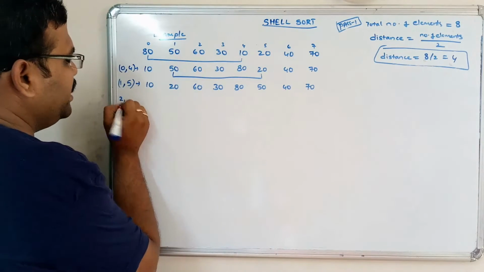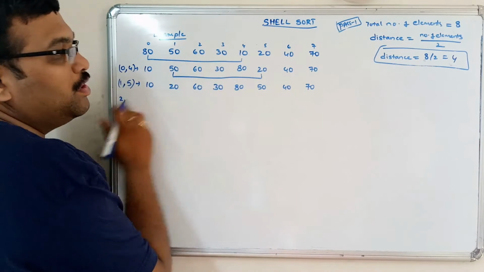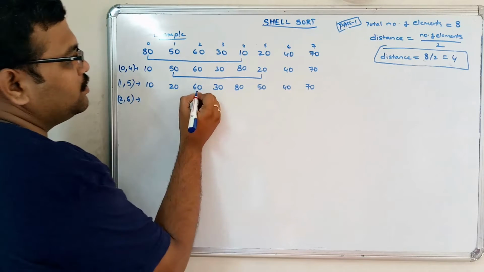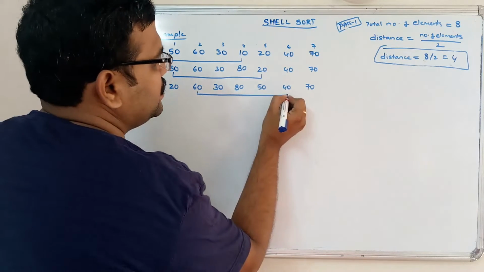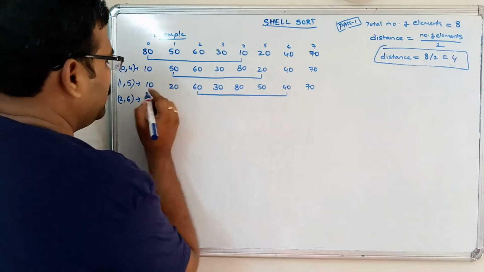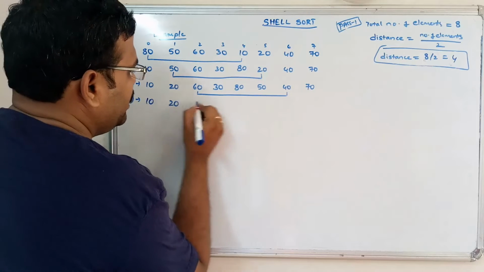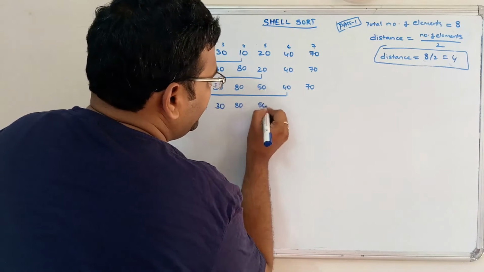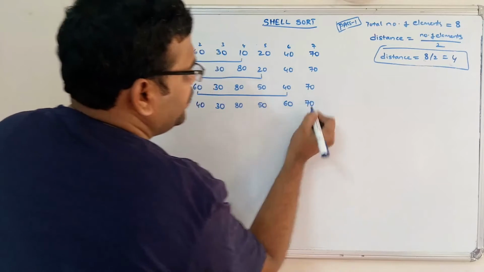Next, move the index value towards right. So 2 with the distance 4, we have to compare it with 6. So 2 should be compared with 6. So also backtrack, right? So 60 and 40. Again swap 20, 40, 30, 80, 50, 60 and 70.